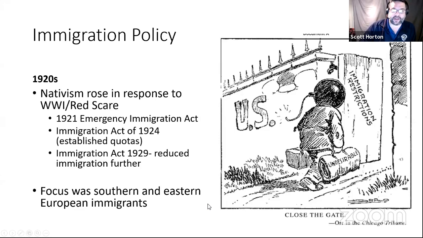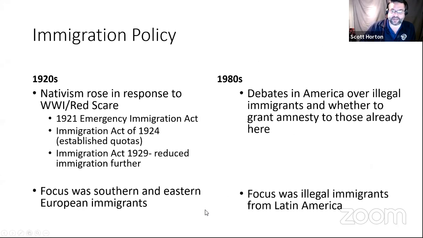So what's the connection here? Do we see a connection to the 1980s? In the 1980s, there is a debate over illegal immigrants. So the debate's slightly different here. But I'm going to put this as a blue arrow and say that there is still a debate over immigration. And the question in the 1980s was, should we grant amnesty to the folks that are already here?